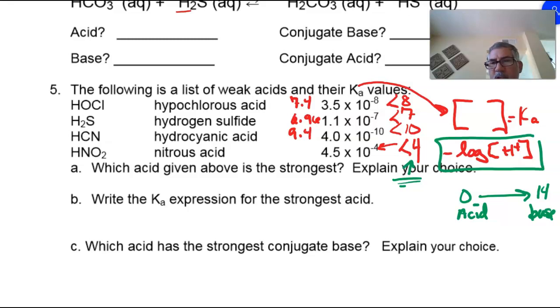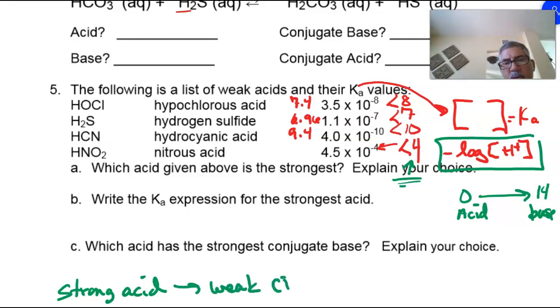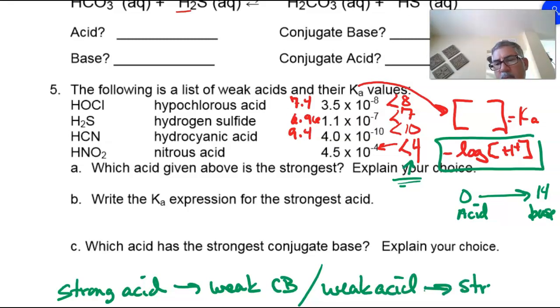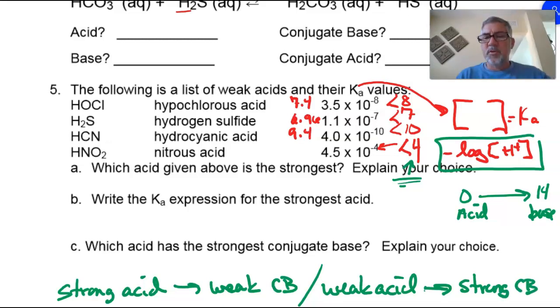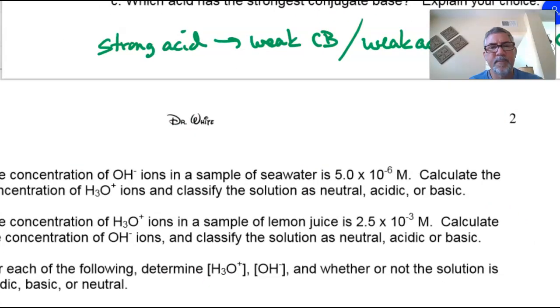Which acid has the strongest conjugate base? Okay, remember, a strong acid has a weak conjugate base, and a weak acid has a strong conjugate base. Those things are both true. So now you should be able to estimate and give your right answer.